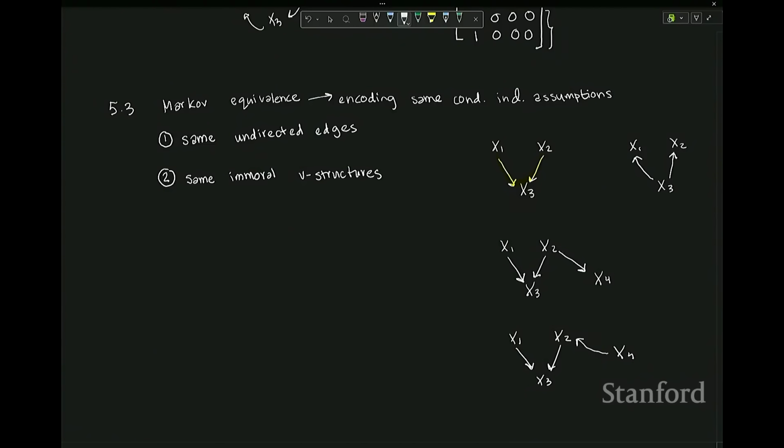So definitely have the same undirected edges. And then when we're looking at immoral V structures, we have this one here in both of the graphs. And here we have a chain, and here we have, is that a fork? Is that what you call that? A fork. So they have the same edges and the same immoral V structures, so we would say that those two graphs are Markov equivalent.